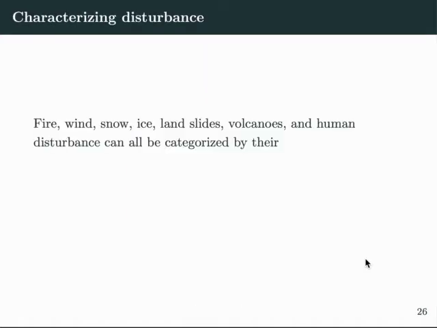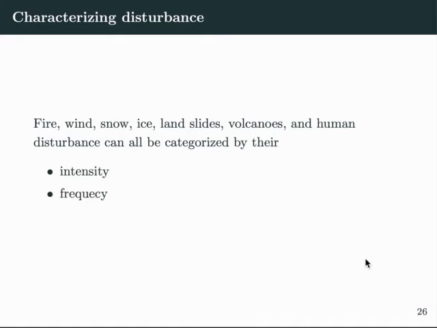So disturbances, there are lots of others: severe wind, severe snow, ice, landslides, volcanoes, and human disturbances. All of these can be characterized by three factors. One being their intensity. We refer to intensity as how much change is happening per unit area. So in a square meter or in a square mile, how much damage is done, how much mortality is there, and how much physical change is there caused by, say, an ice storm or a landslide or a volcano. So this is the amount of change per square mile or square kilometer, whatever.